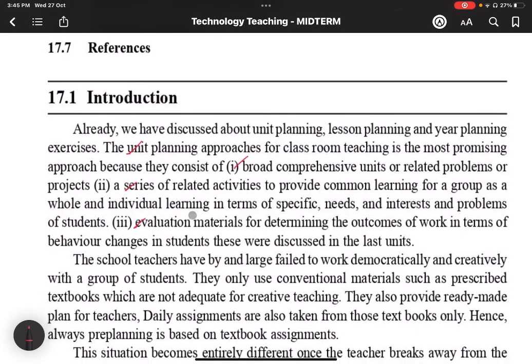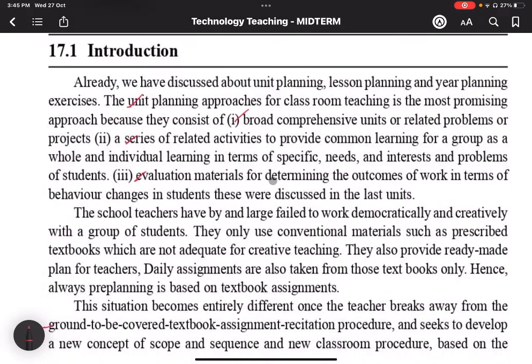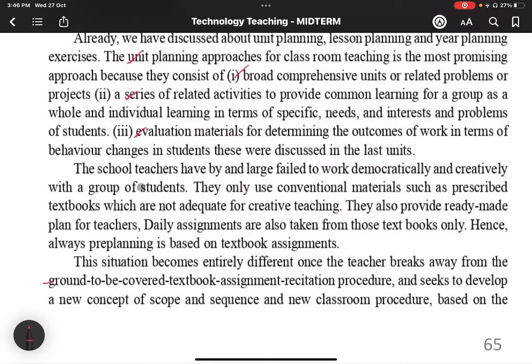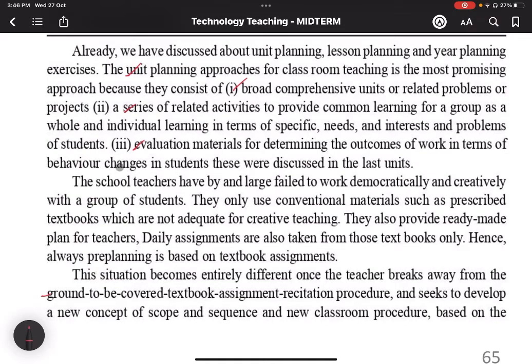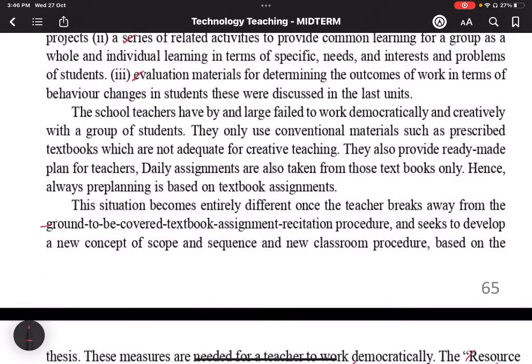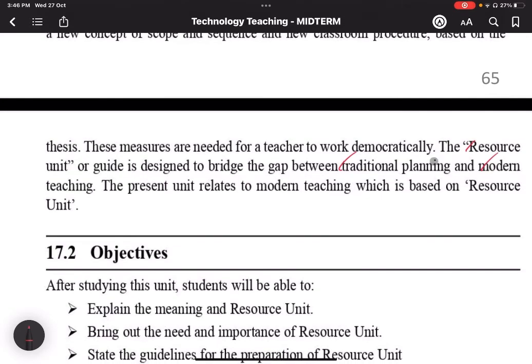Series of related topic activities and then evaluation of materials. Evaluation of materials for determining the outcomes of work, no? In terms of behavior, no? Okay? But yung sa subject comprehension, medyo sabi nga natin, no, at the end of the lesson ay hindi agad yun ma-evaluate, no? Kasi 1 year siya. The resource unit or guide is designed to bridge, no? Ang goal ng resource unit is to bridge the gap between traditional planning and modern teaching.